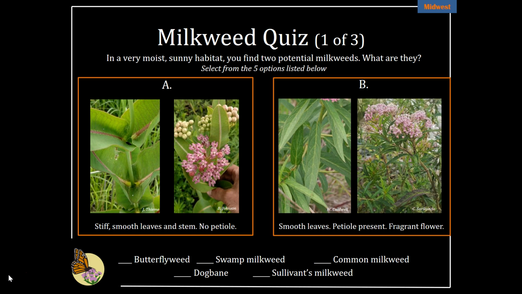Take a moment to quiz yourself on the plants shown here. In a very moist, sunny habitat, you find 2 potential milkweeds. What are they? Read the description in each box. 5 options are listed at the bottom. Which one is in picture A and which one is in picture B? Pause the video to give yourself more time. This slide will advance in about 5 seconds. The plant in box A is Sullivant's milkweed, and the plant in box B is swamp milkweed.